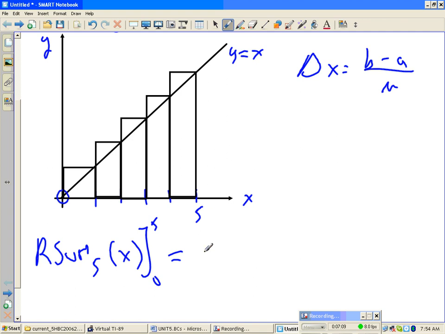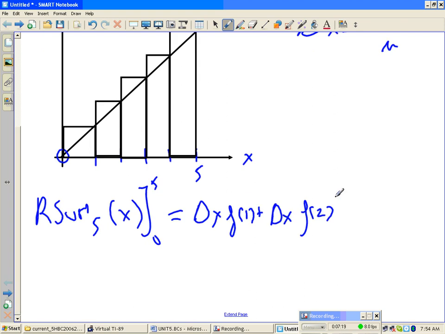Let's write that down. Base times height. Base times height. That's what I'm doing, right? I'm going to run out of room real fast here. I need 5 rectangles, right? Base times height, plus base times height, and base times height, right? So did I get everybody?